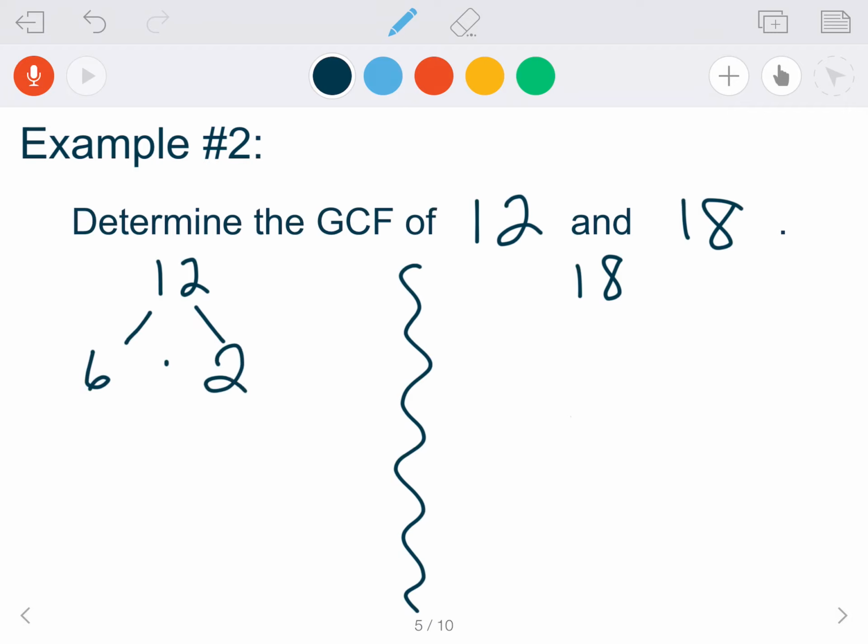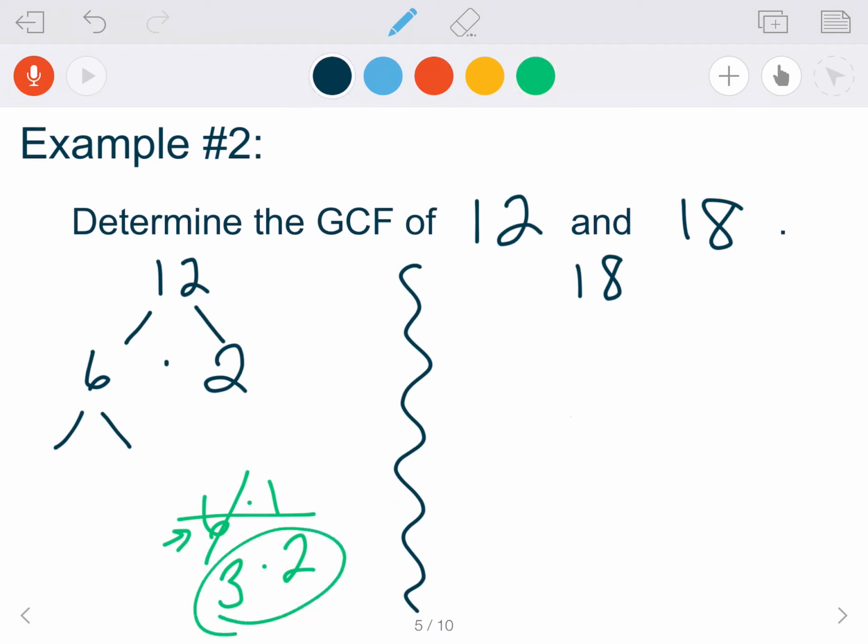So 6 times 2. Now, let's see, can we break down 6 any further? Yes, the factors of 6 are 6 and 1, and 3 and 2. I'll save myself a step by not choosing the one that has that number in it. I'm going to use this group, 3 times 2, or 2 times 3.